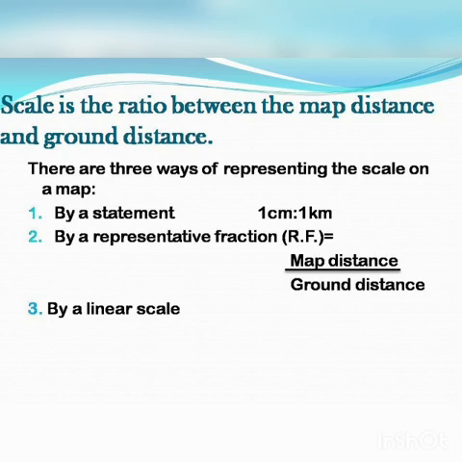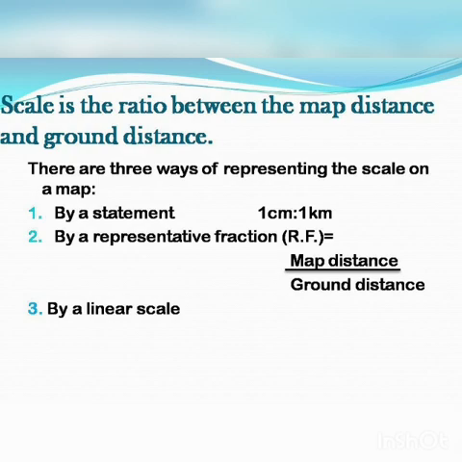Scale is the ratio between the map distance and the ground distance. This scale is shown on the map in three ways. They are, first, the statement method. In this method, the scale is given in words such as 1 centimeter is to 2 kilometers or 1 centimeter is to 1 kilometer. So this is the ratio given.